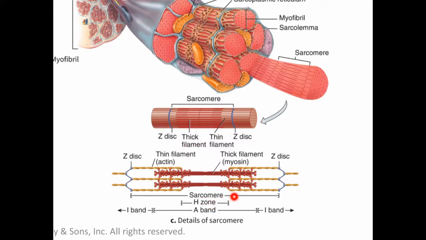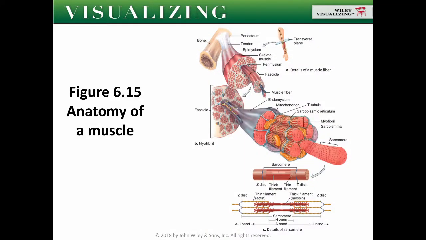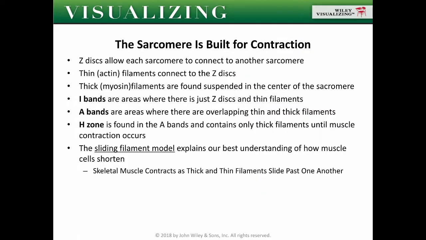Okay. Now, when the muscle contracts, it's pulled together such that the Z disc will come close to this myosin. So basically, the I band disappears, or shortens until it disappears. So that's the contraction of the muscle. The Z disc allows each sarcomere to connect to another sarcomere. The thin and the thick filaments, these are the actin and the myosin. So the I bands are areas where there is just the Z disc and the thin filament.